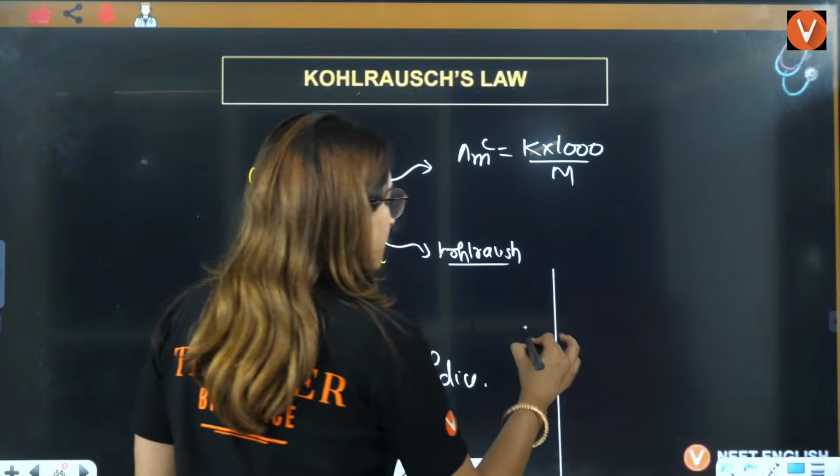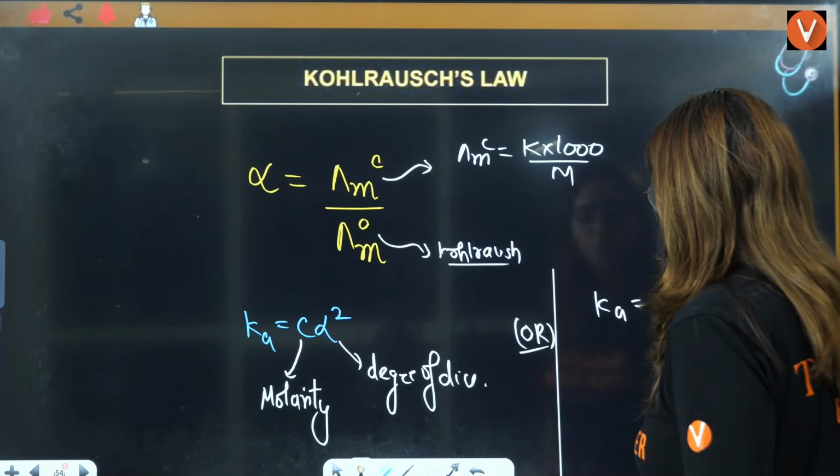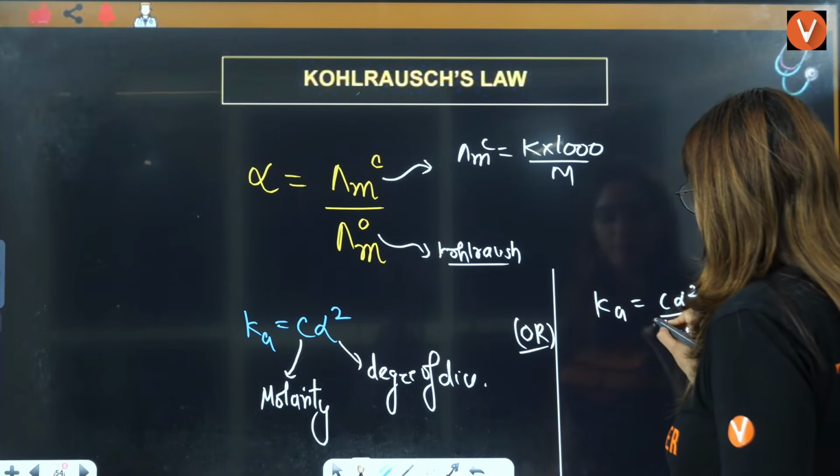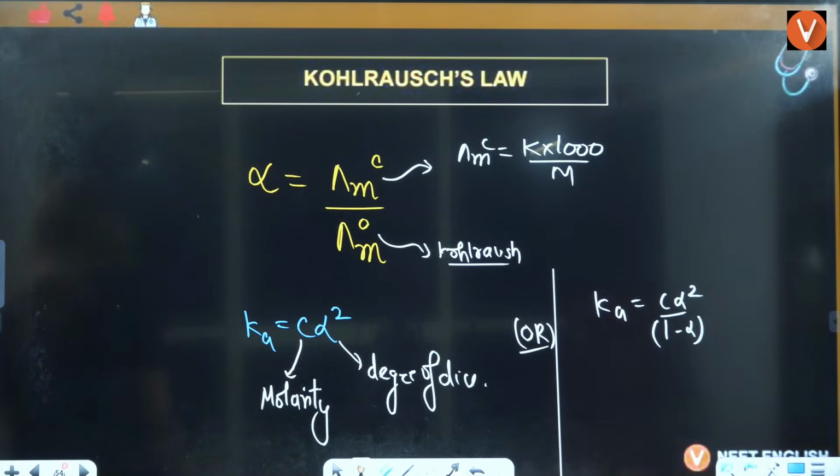Or sometimes, to be precise, it is also written as Ka is equal to C alpha square over 1 minus alpha. So you do this or this, you will get approximately the same answer only.